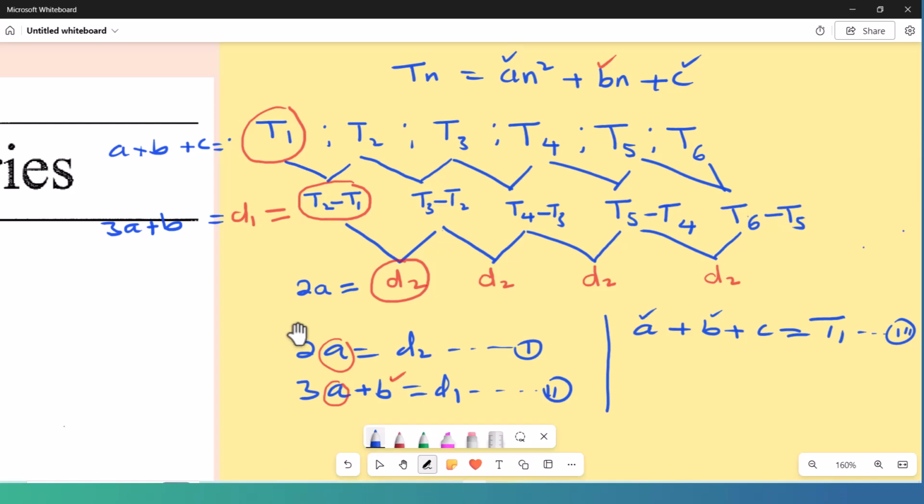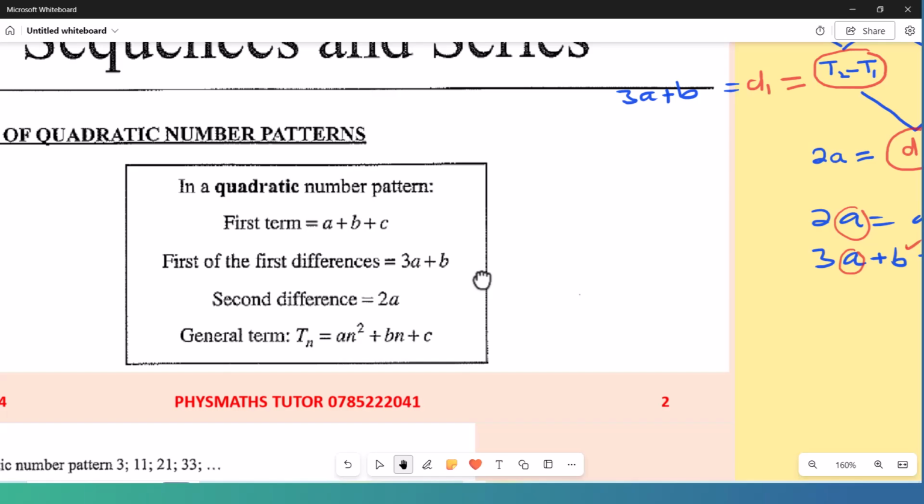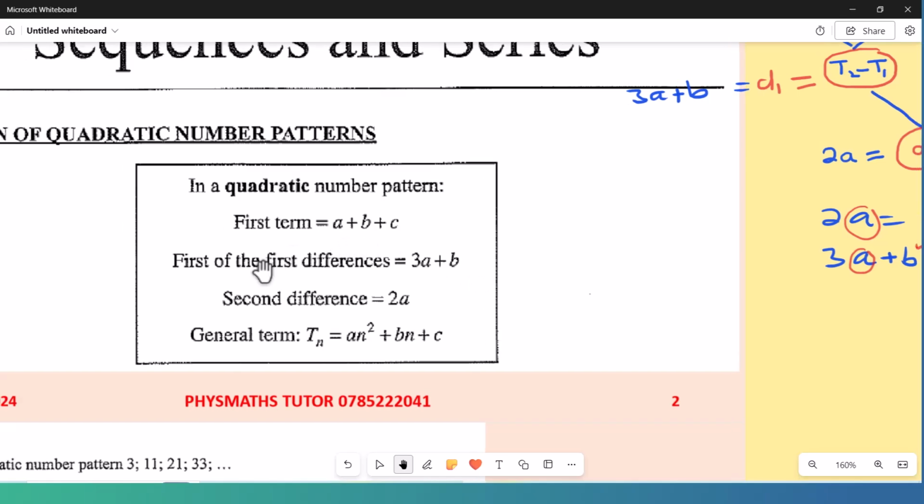Just look at examples here. This formula you must put in your head. When you talk about first term, here we mean T1.